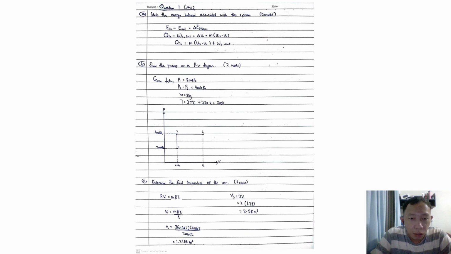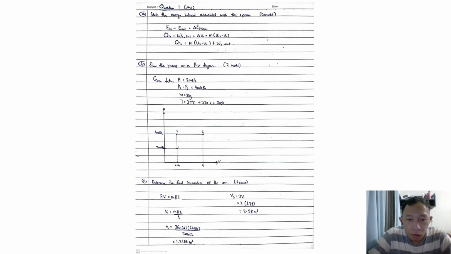From the graph we can see the pressure starts at 200 kilopascal with V1 equal to V2, and then it goes up to 400 kilopascal at the second point, and then goes straight along the constant pressure line to the third point, which is V3.